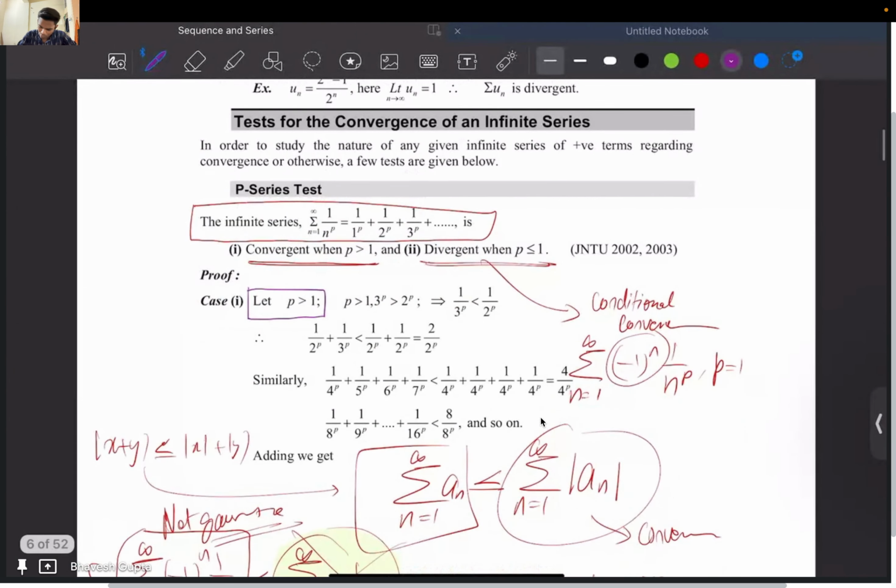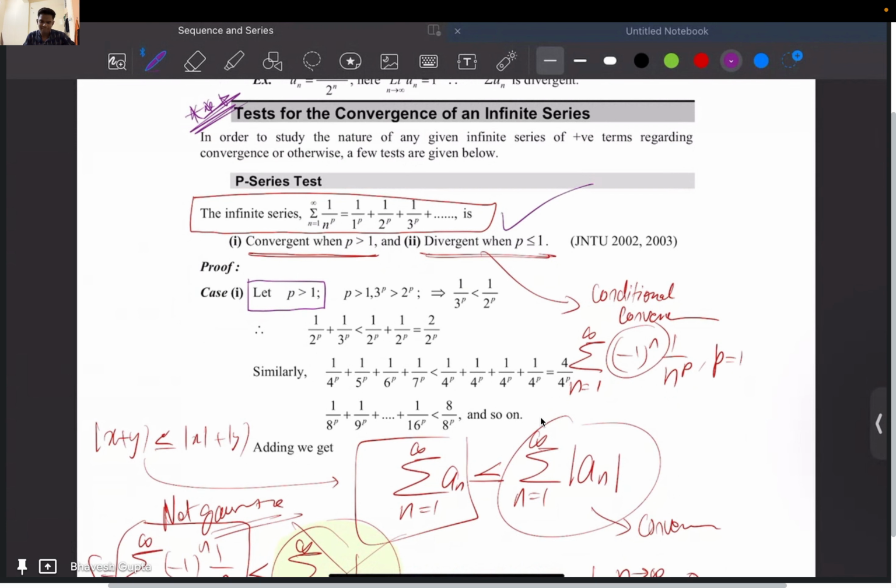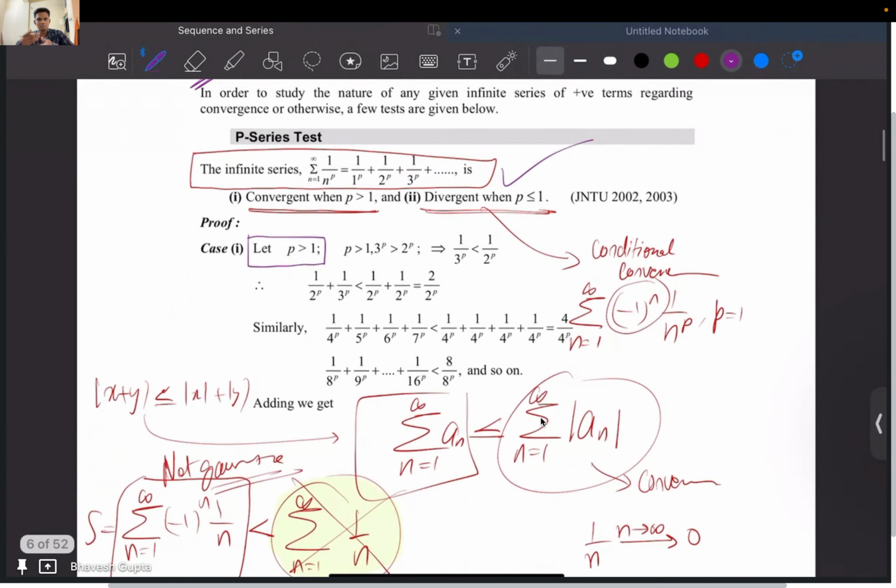So I would recommend you to please go through this test for the convergence of an infinite series. I guess this result itself is enough, right? Because you can convert all your problems into this. So the idea is that we have something called the Taylor series.